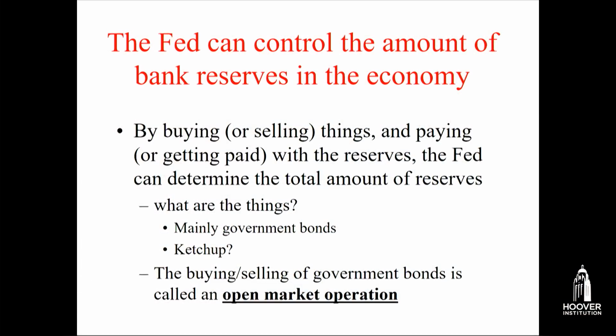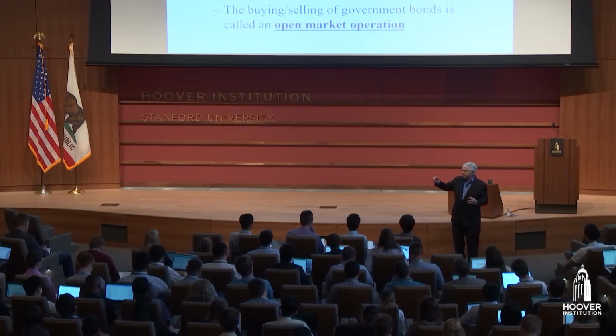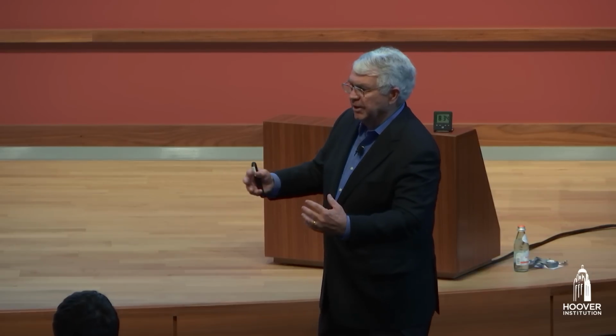So instead they buy something which there's tons of, and that's government securities: government bonds, government bills. That's mainly what they do, buy government bonds. Buying and selling government bonds is called an open market operation, by the way, because the Fed goes out and buys or sells these. But when it buys these, it credits banks. It pays for it not with currency, but with deposits that the banks have at the Fed. And so it can increase and decrease the amount of bank reserves simply by buying and selling bonds. And that's how the Fed controls the amount of bank reserves.